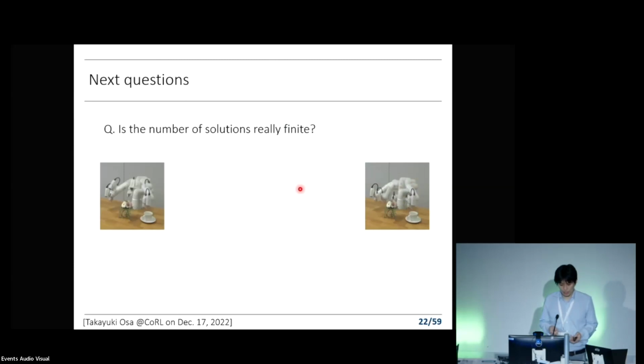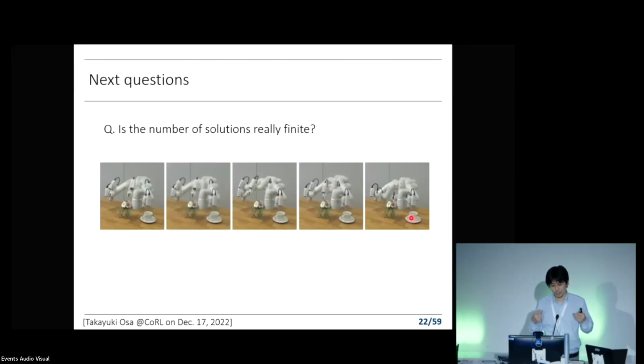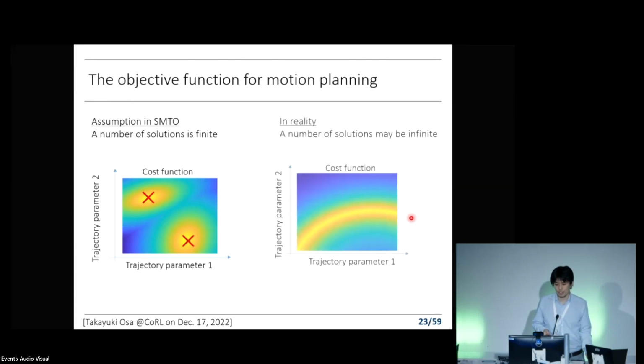Okay. So far, I showed how we can find multiple solutions. The next question is whether the number of solutions is really finite or not. If you look at these 2 solutions, you will think that there might be another solution in between. If you look at these 2, then also you will think that there should be another one here. If you repeat this, you will probably think that there should be infinitely many solutions for this motion planning problem. So in the first method, we implicitly assume that the number of solutions is finite. However, in practice, the number of solutions may be infinite.